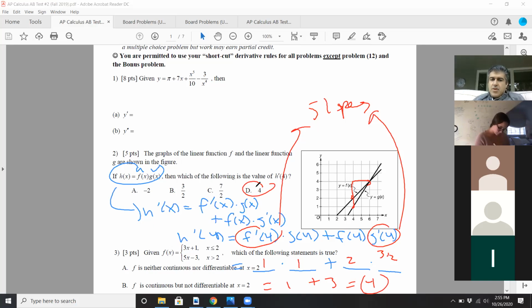But yeah, that's all you have to do for that one. It's just really conceptual: know what a slope is, what a derivative is, the slope of a tangent line, and know your product rule. That's a really good question. Number 1, just so you know, the derivative of pi is 0, right? And you just find first and second derivatives. That should be pretty straightforward, I think.